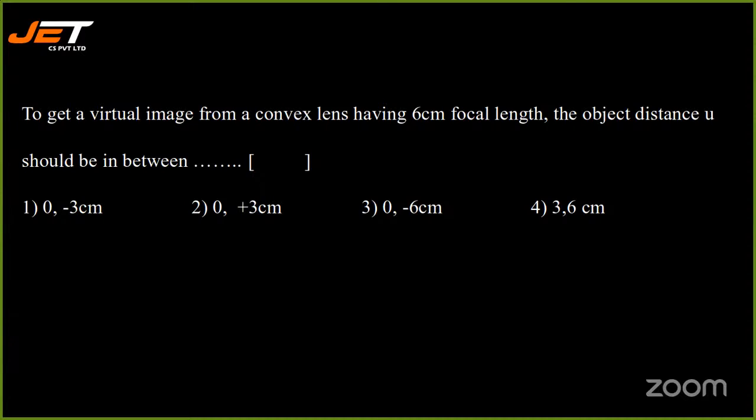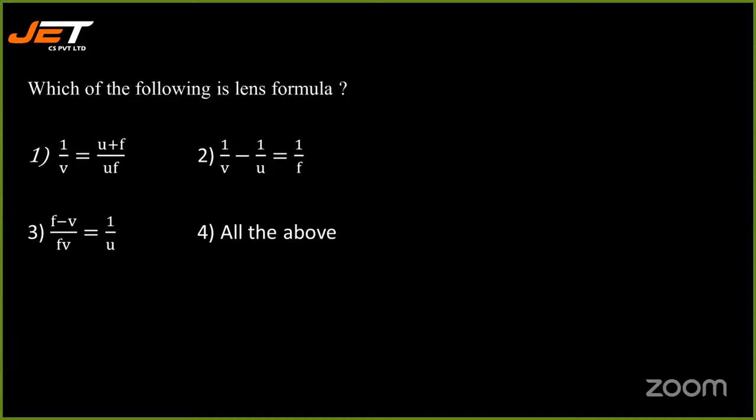So in order to get a virtual image, where should I put it? I should be putting it between 0 and 6. That will be 3 centimeters, right? That is our first option. So if I put my object between 0 and minus 3 centimeters, my image will be a virtual image, because the image will be formed on the same side, right? If it is a virtual image. So the first option is the correct option.